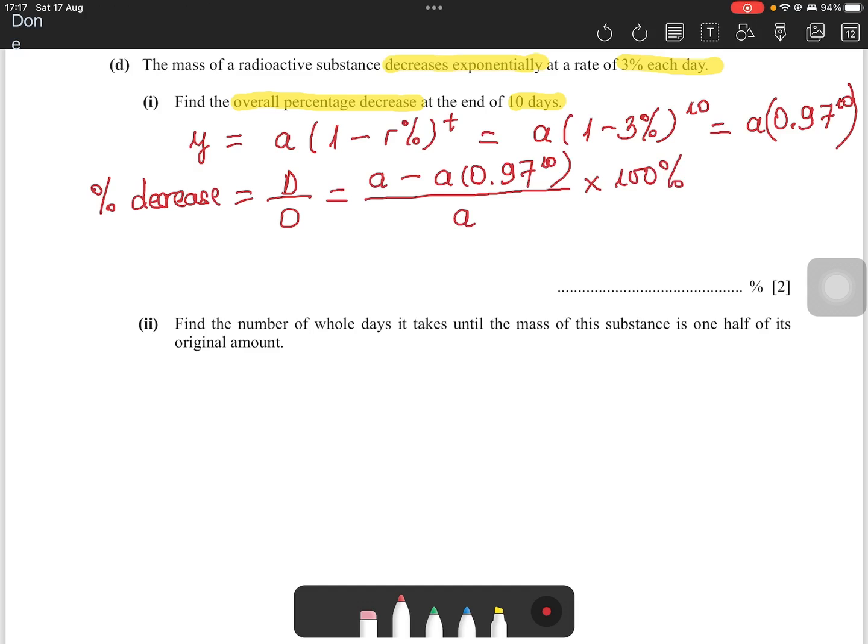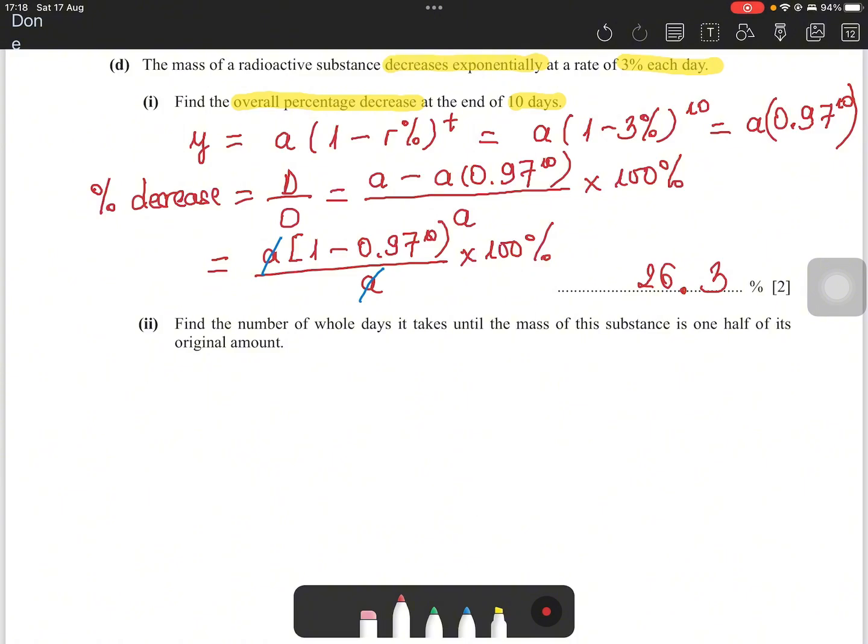And we see that A is a common factor, so we can factorize it as A multiplied by 1 minus 0.97 to the power of 10, all over A multiplied by 100%. Now we can cancel A and A, so the answer is 26.3%.